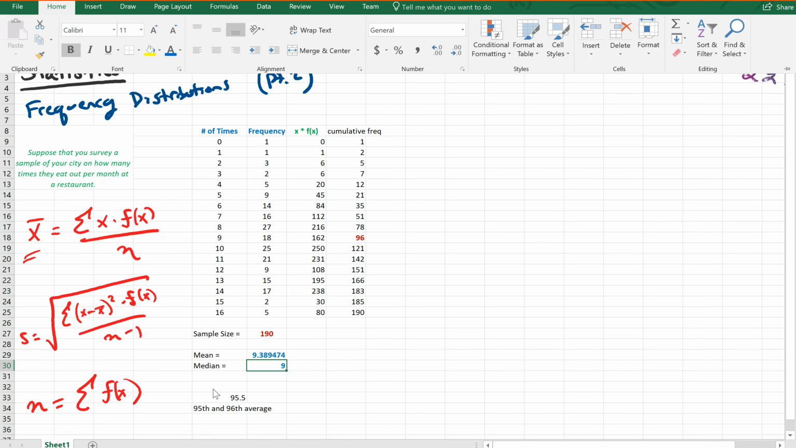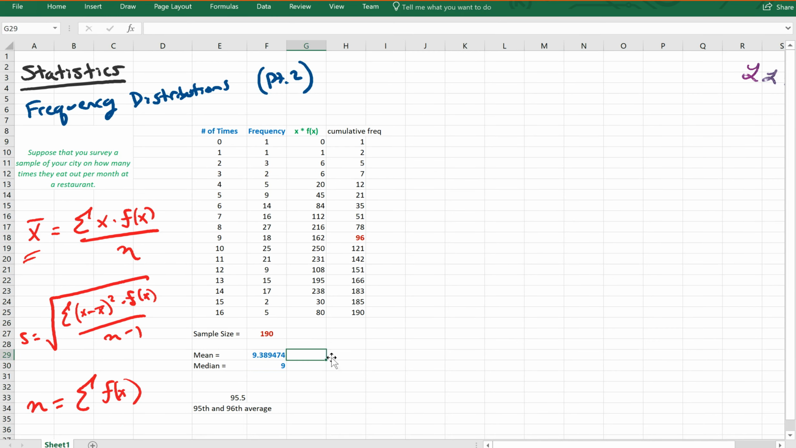So which is bigger? Since the mean is bigger than the median, is the data skewed to the left or right? Remember, if the median is bigger than the mean, it's skewed to the left. And if the mean is bigger than the median, then it's going to be skewed to the right. That means most of the data is going to be on the left. And we'll see that graphically in a minute. So now let's calculate the standard deviation.